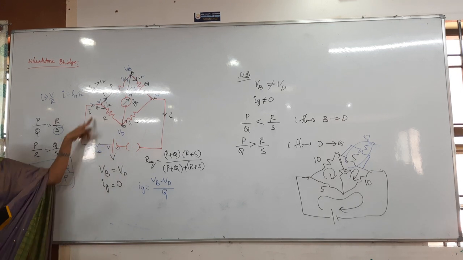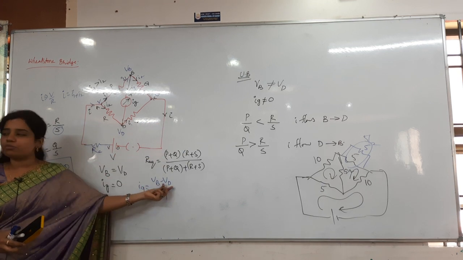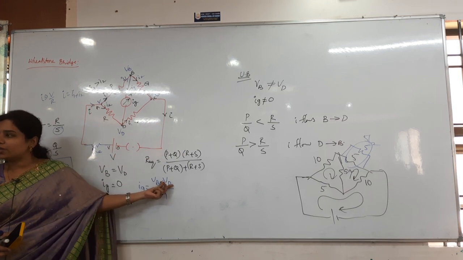VA is equals to how much? Just V. VC is how much? 0. So only unknown values are here, VB and then VD. You have to find out the VB and VD.